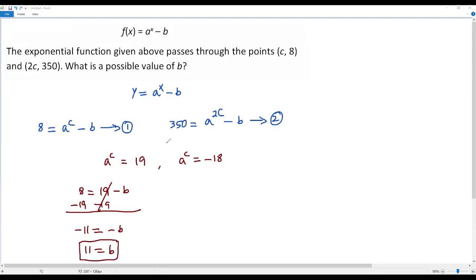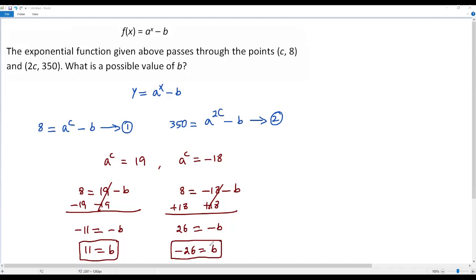Anyways, let's plug in the second value of a to the power of c, that is negative 18, in the same first equation over here. Let me do it. Then I'm getting 8 equals negative 18 minus b. Let me add 18 to both sides. When I add 18 to both sides, this negative 18 and positive 18 will cancel out. When I combine positive 8 and positive 18, I'm getting positive 26 equals negative b. Okay, now to make this negative b a positive b, we have to multiply both sides of this equation by negative 1. In that case, I'm getting negative 26 equals positive b. Okay, so your possible value of b is 11 or negative 26.